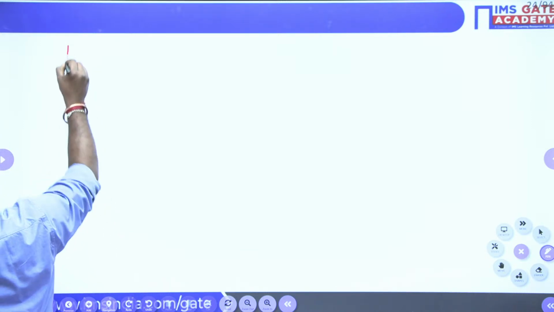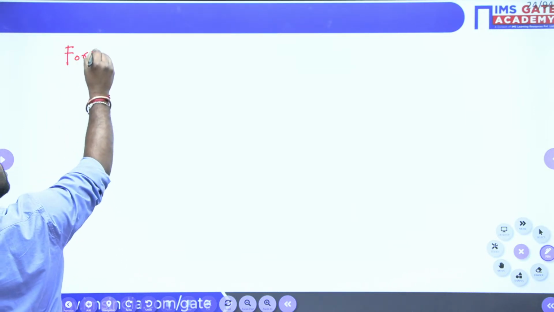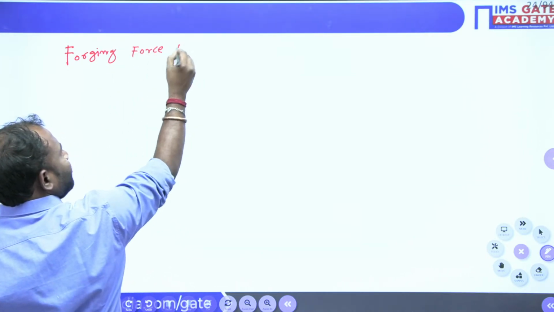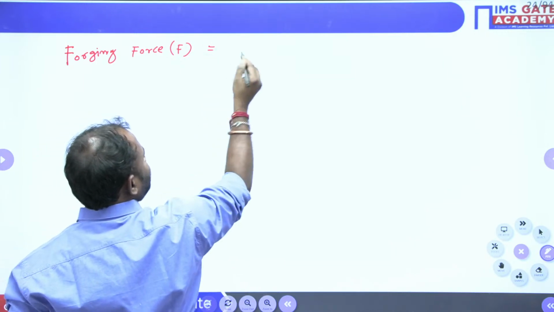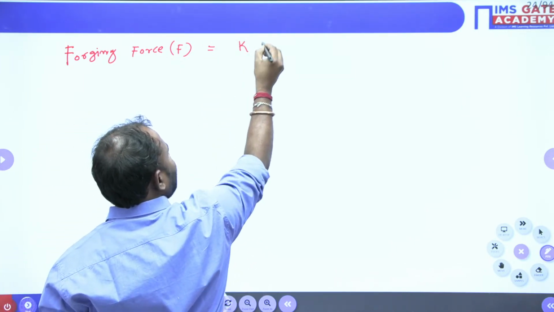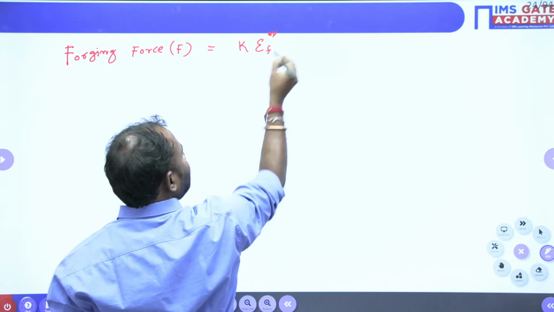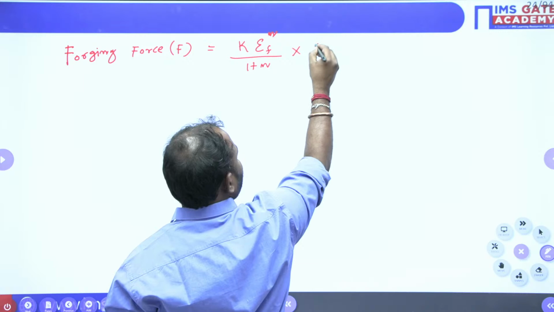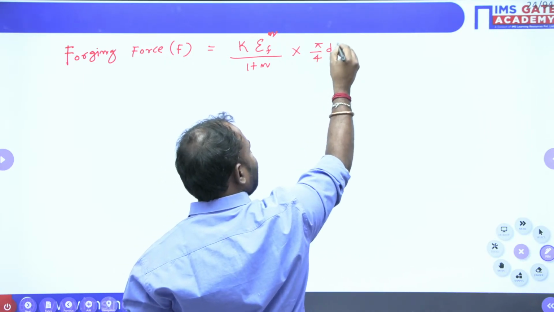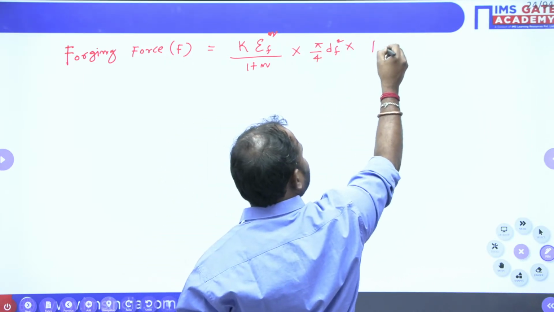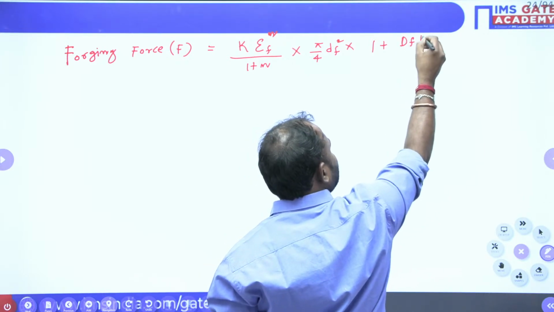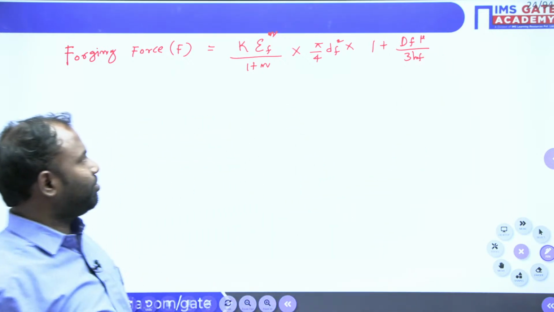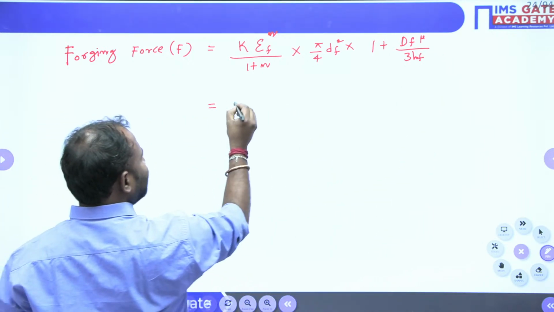Forging force F is equal to sigma average. How can I write sigma average? K epsilon f power n divided by 1 plus n, into AF, pi by 4 df square, into Ks, 1 plus df mu divided by 3 hf. So now here K is 760.